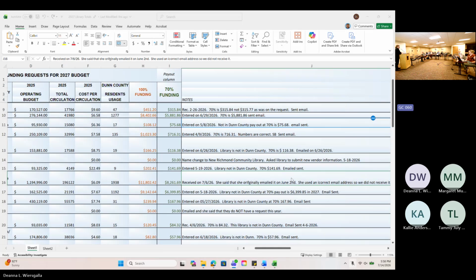I'm sorry, it was confusing, and I went through all the numbers, I couldn't find that number anywhere. So if we move this forward at 100% and 70%, when it gets sent to the county, will this be changed? Overall funding from Dunn County? You'll change that number, or will it go forward, and then you'll have an explanation of why?